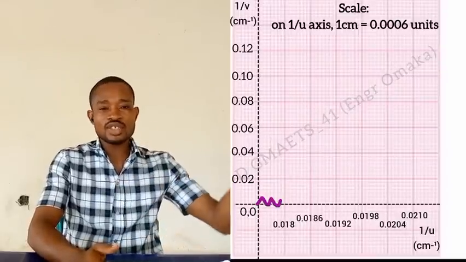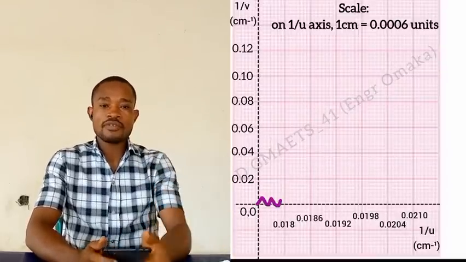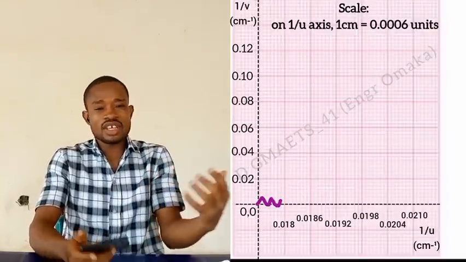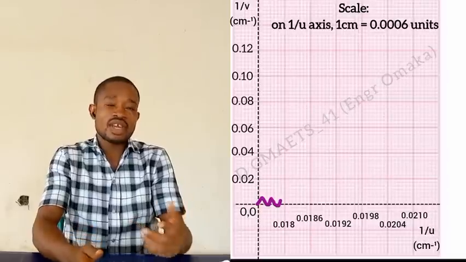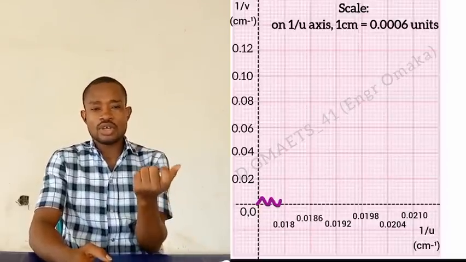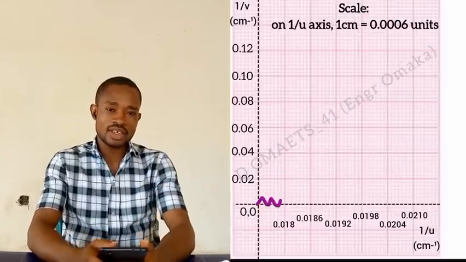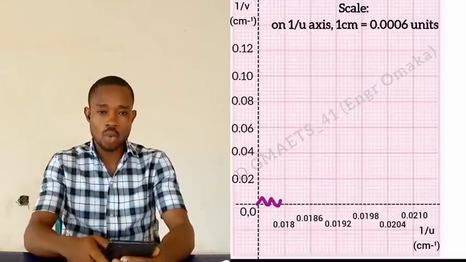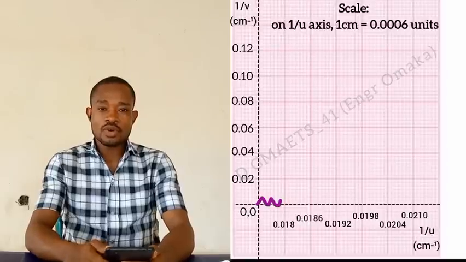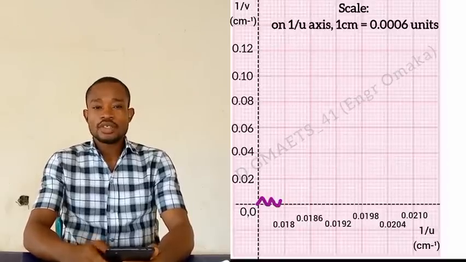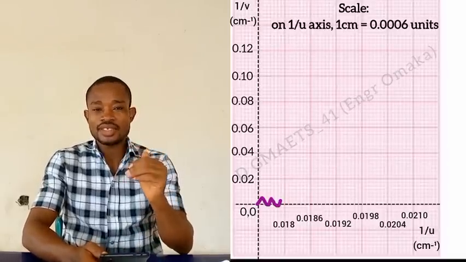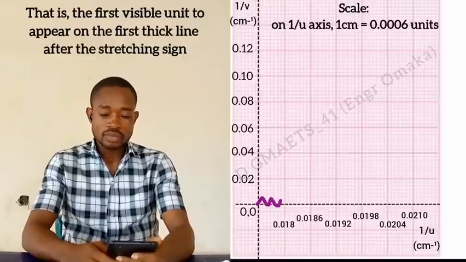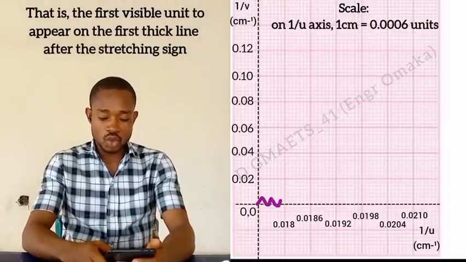Then how do you now translate it to your graph? You go to your graph. First of all, look at the column. Like in our own case, the congested column, the column that had values very close together is 1 over u. Go to that column, check the smallest value there. In our own case, the smallest value was 0.0181. So you can use that to decide what your first unit will be.